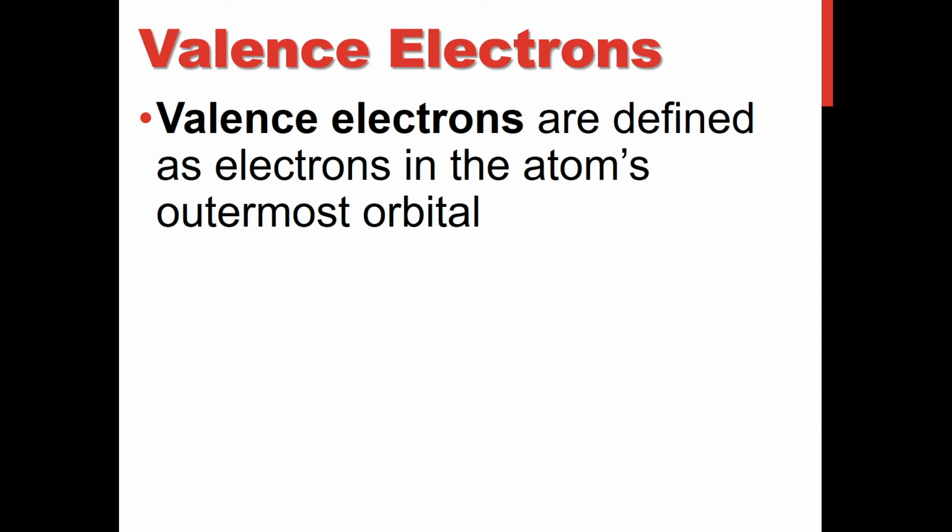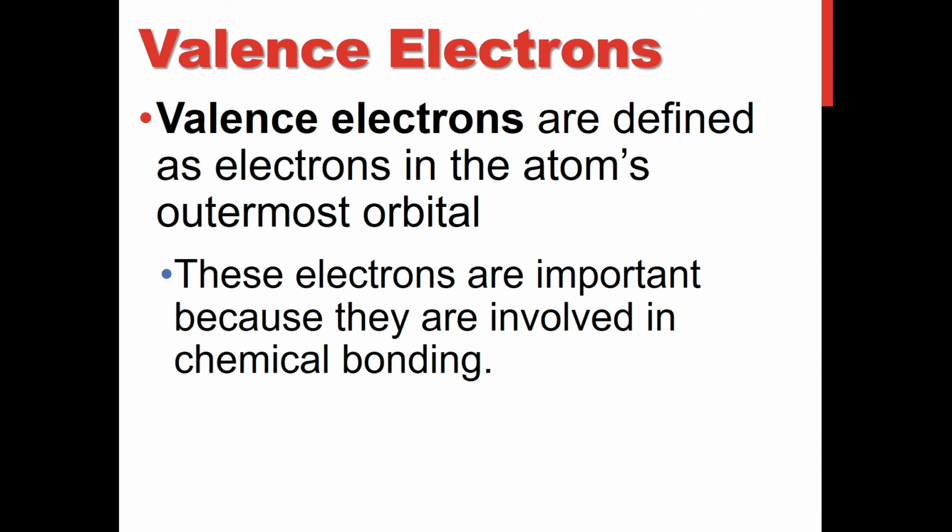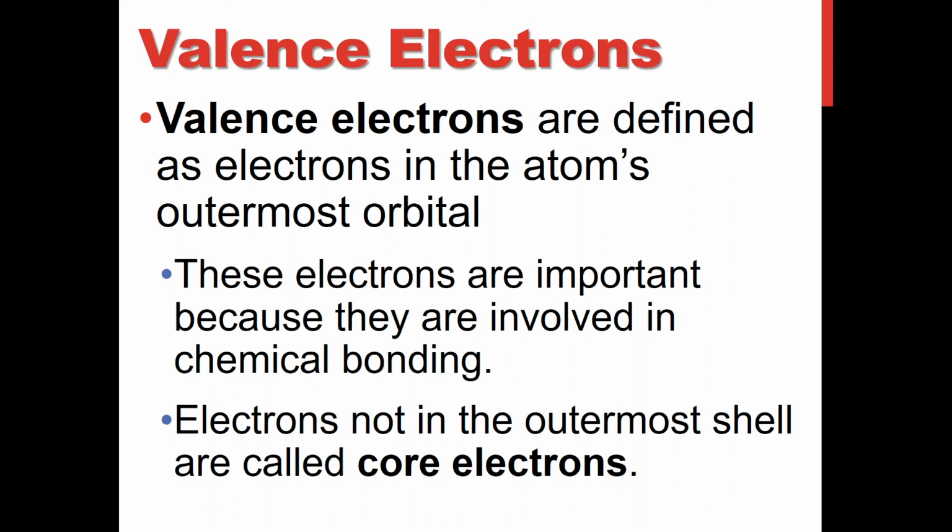So valence electrons are defined as electrons in the outermost orbital. These electrons are the most important because they are the only electrons involved in chemical bonding. The electrons that are not in the outermost shell are called core electrons. And core electrons do not really interact when reactions go on. It's just the valence electrons that do all the chemistry.